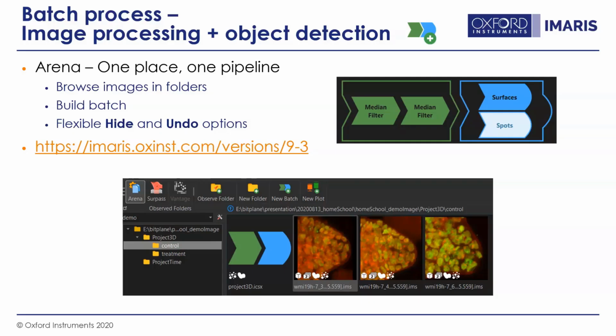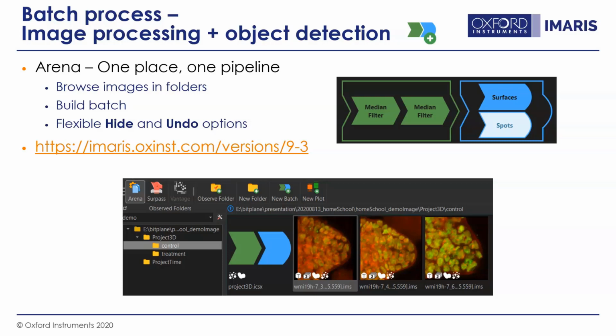Now that we have images converted into IMS format, we can leverage the new batchability that has been introduced since Imars 9.3. The newly designed arena allows us to browse our image data from its original folder. We can also build the batch wizard that contains both image processing and object detection in one single pipeline. It also comes with some handy tools that might be less obvious. For example, we can choose to hide the images that we don't want to be used in batch. We can also undo a batch if we find a mistake in the parameters.